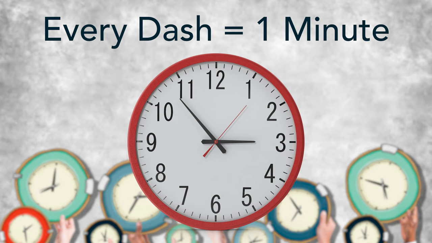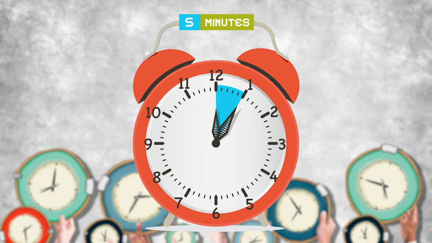Each of those dashes represents 1 minute. From number to number, 5 minutes pass. So, 12 to 1 equals 5 minutes. 1 to 2 means another 5 minutes have passed, and 3 to 4 and so on. We can count each number by fives. 12 to 1 is 5. 12 to 2 is 10. 12 to 3 is 15.